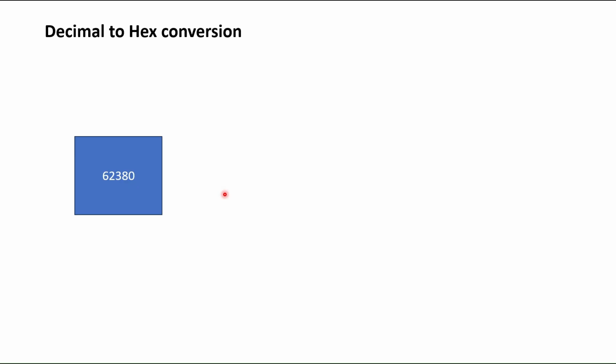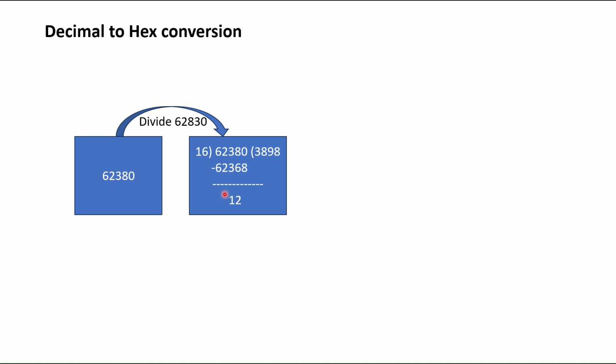First I will take 62380, and divide it by 16. I will get this quotient and a remainder of 12. This 12 I will save. 12 means here it is C. So I will save this C in this step. Then I will go to the next step.